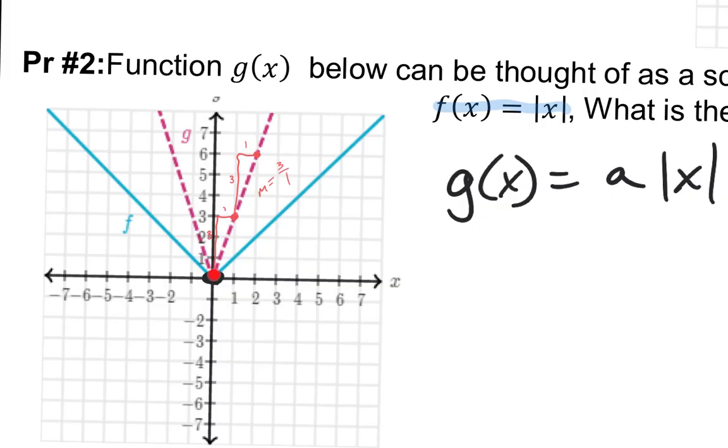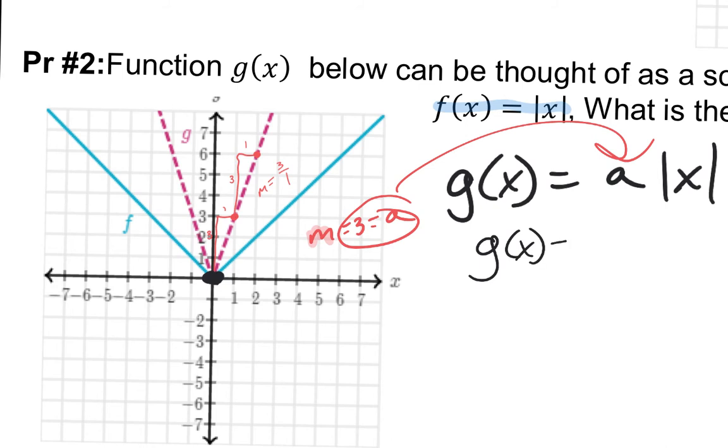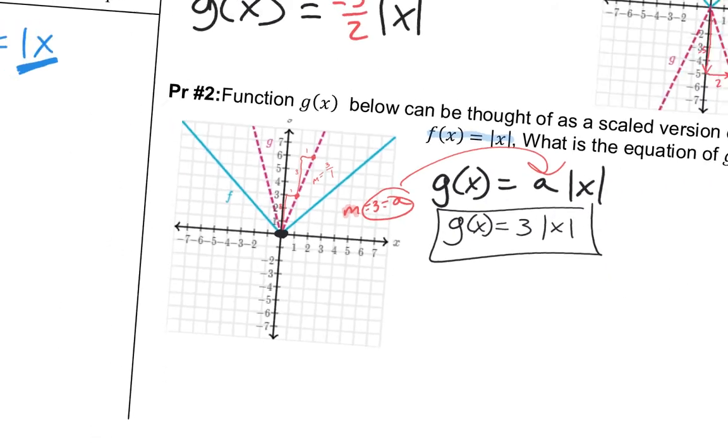All right, as I zoom in here, I can see that there's a couple points that I can definitely tell where they are on this line. It looks like it's going up 3 over 1, up 3 over 1. So that means that the slope on the right side of g is 3 over 1, or 3. If the slope is 3, then the a value is 3. So I'm just going to take that and plug it in for a, and I have my equation. G of x must equal 3 times the absolute value of x. Boom, boom, boom. I have the new equation.